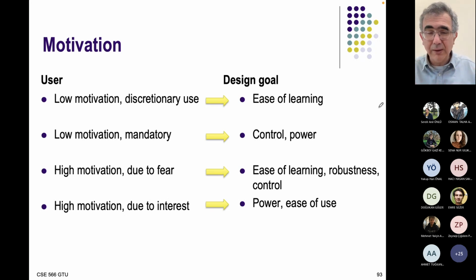If the motivation is high due to fear, you have to use it, such as when you are going to apply for TOG. Then ease of learning, robustness, and control is the goal. High motivation, but only for interest. Then power is important and easy to use. These are design goals depending on who the user is.